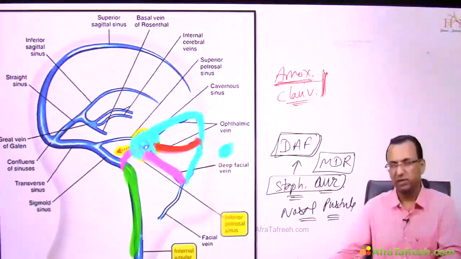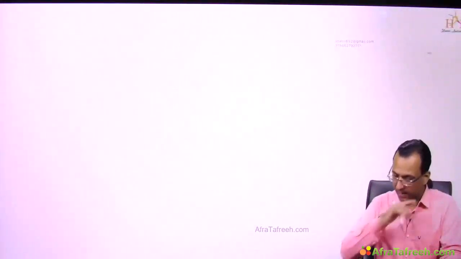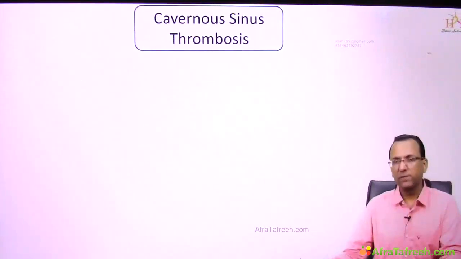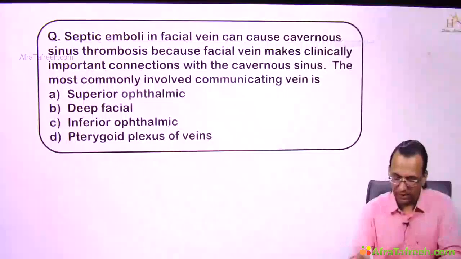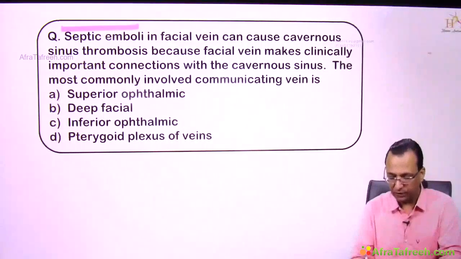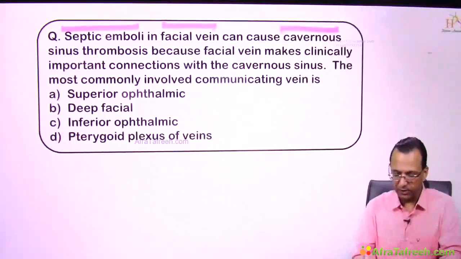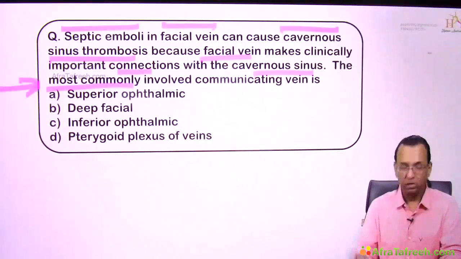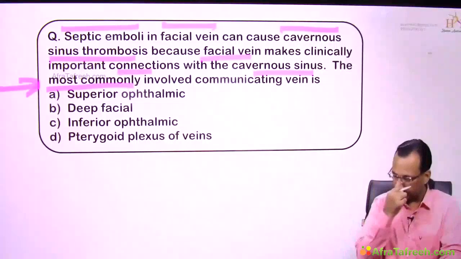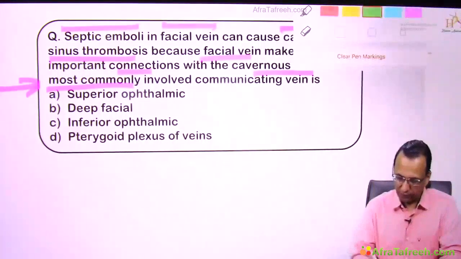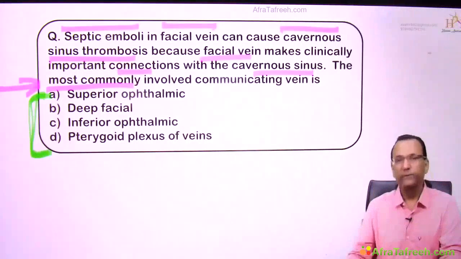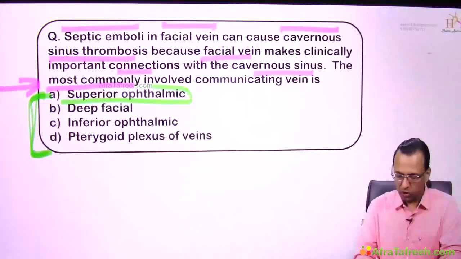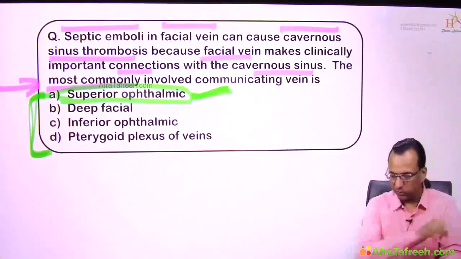This question has come now. For cavernous sinus thrombosis, the question is asking about a septic emboli in the facial vein, which is causing cavernous sinus thrombosis, because the facial vein has connections with the cavernous sinus. Which is the most commonly involved? Any of the four can be involved, but most commonly the superior ophthalmic vein. That is your answer.